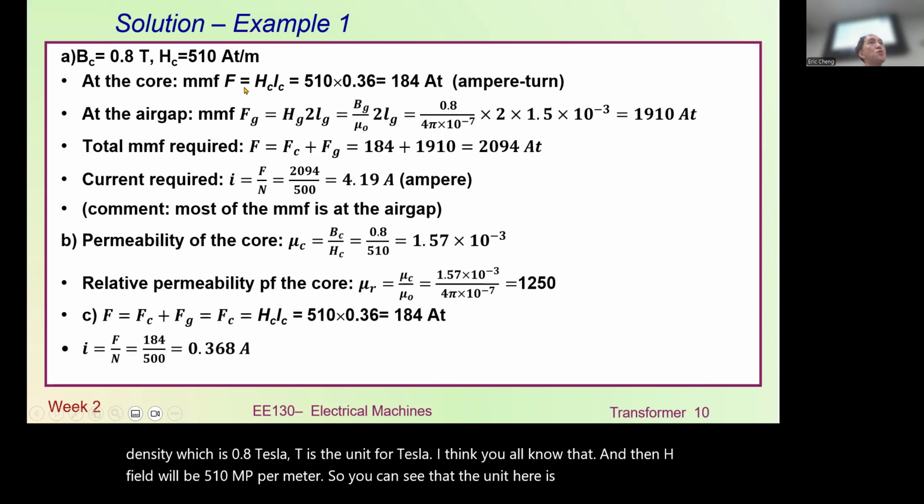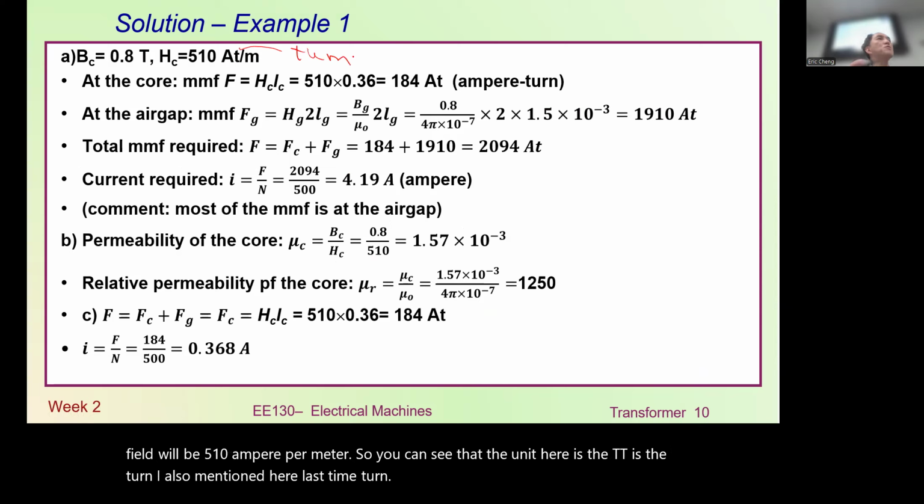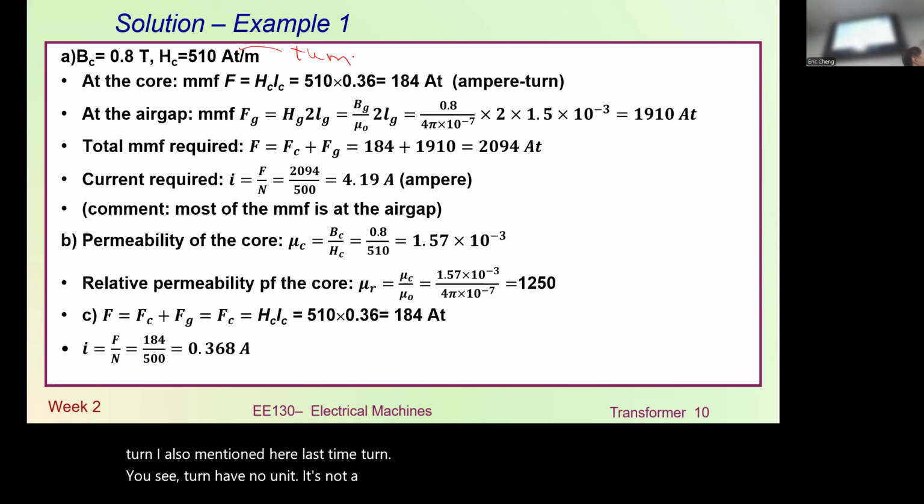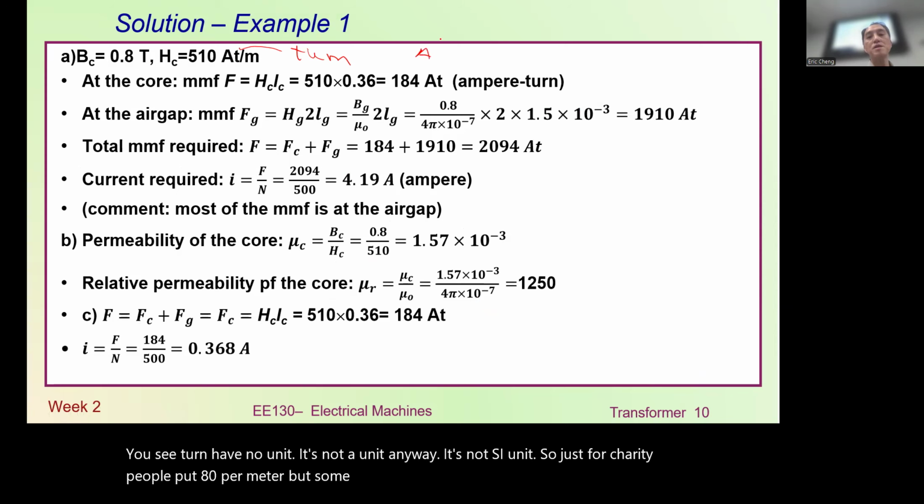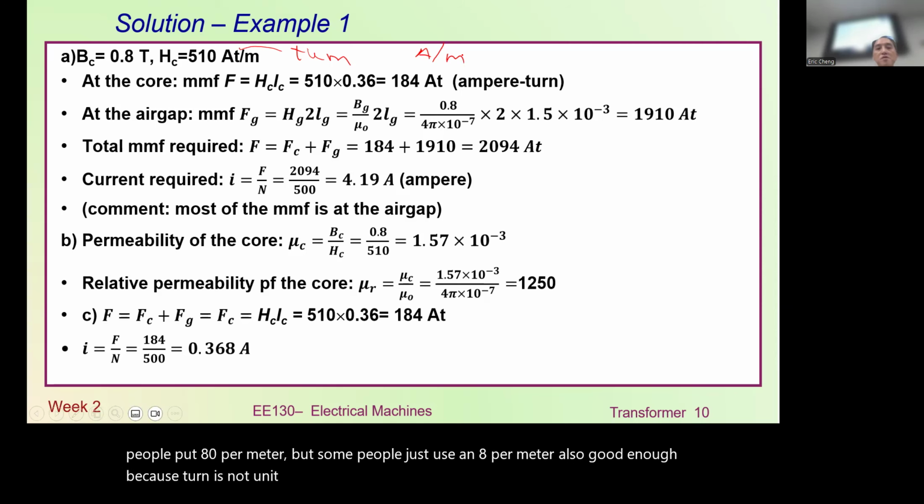T is the turn. I also mentioned this last time, turn. You see, turn has no unit. It's not an SI unit anyway. So just for clarity, people put AT per meter, but some people just use A per meter, which is also good enough because turn is not a unit anyway. So either way will do.